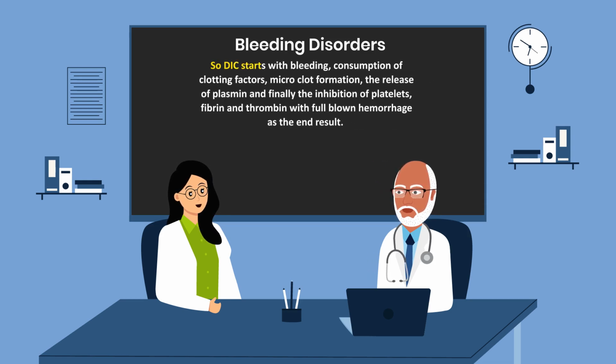So DIC starts with bleeding, consumption of clotting factors, microclot formation, the release of plasmin, and finally the inhibition of platelets, fibrin, and thrombin, with full-blown hemorrhage as the end result.